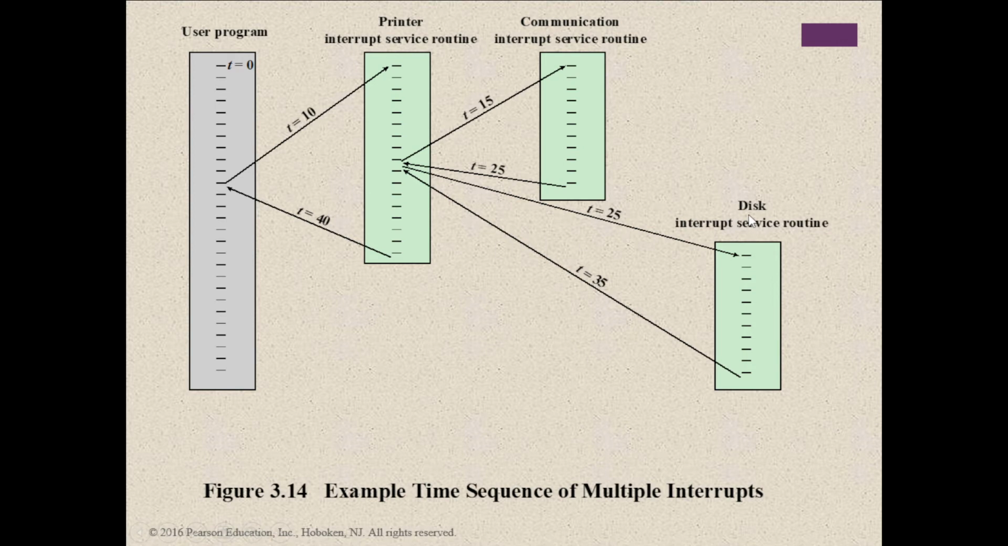The disk ISR is not neglected, it's just that it becomes pending because the communication ISR has a higher priority. So it is simply held and the communications ISR runs to completion. That's why it is completed at T equals 25. So when the ISR is completed at T25, it will return to the printer service routine.